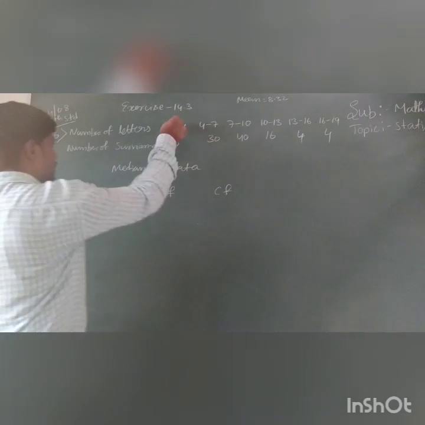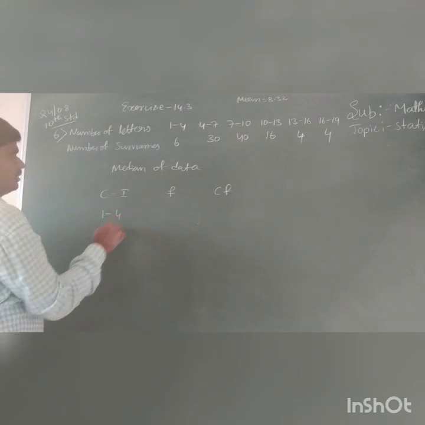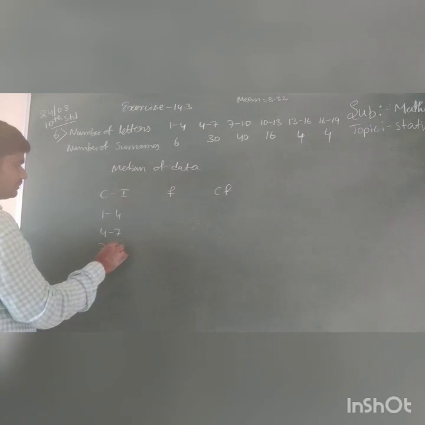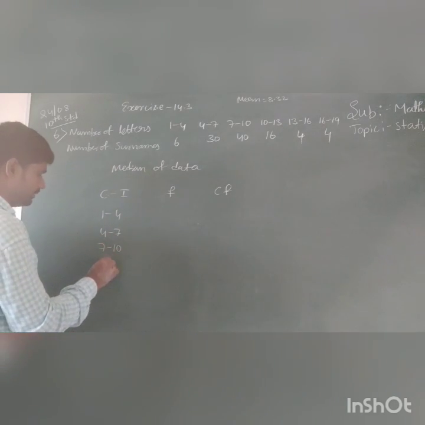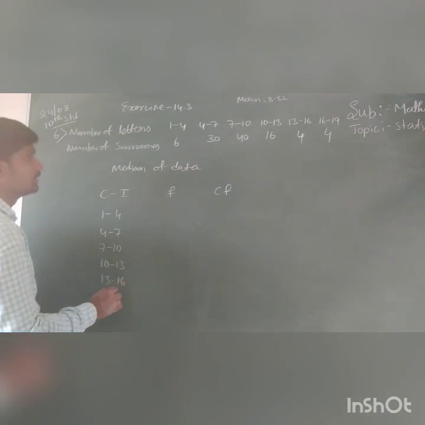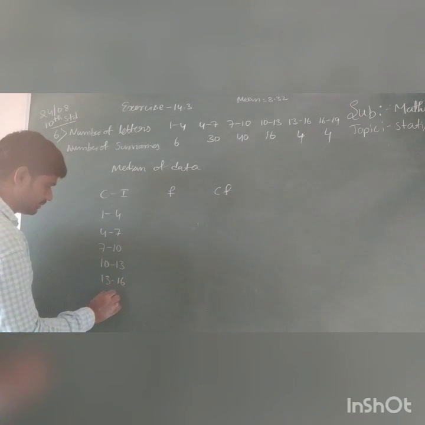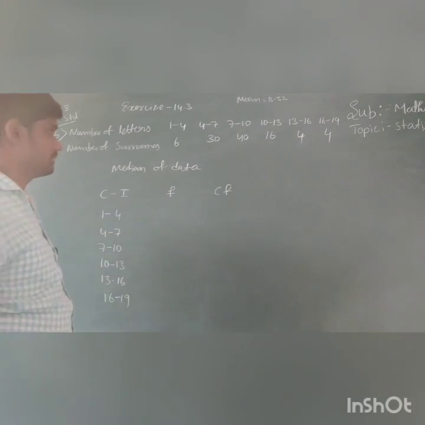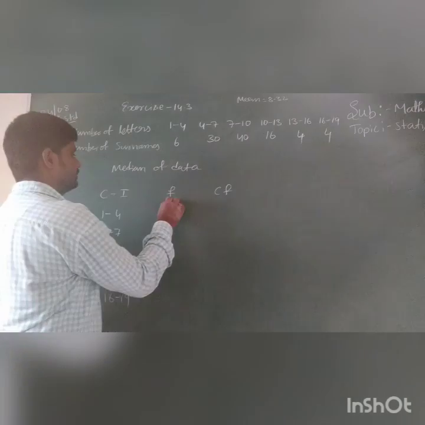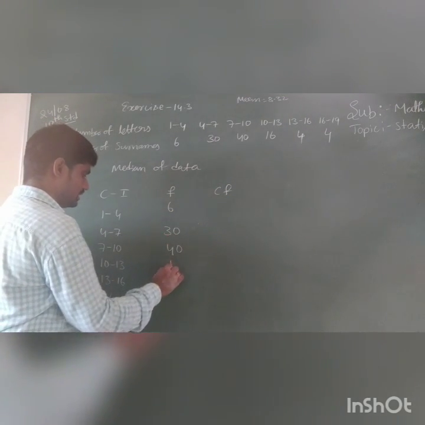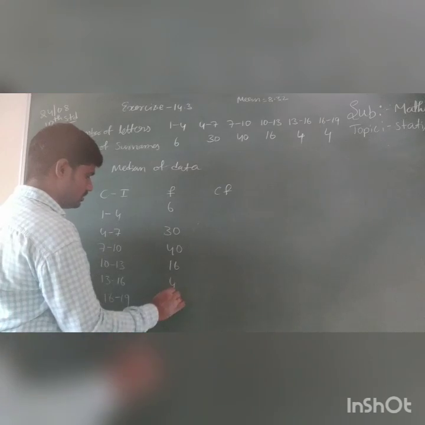Now, 1 to 4, 4 to 7, class interval is given, right? 7 to 10, 10 to 13, 13 to 16, 16 to 19. This is the class interval. Corresponding frequency is given: 6, 30, 40, 16, 4, 4.